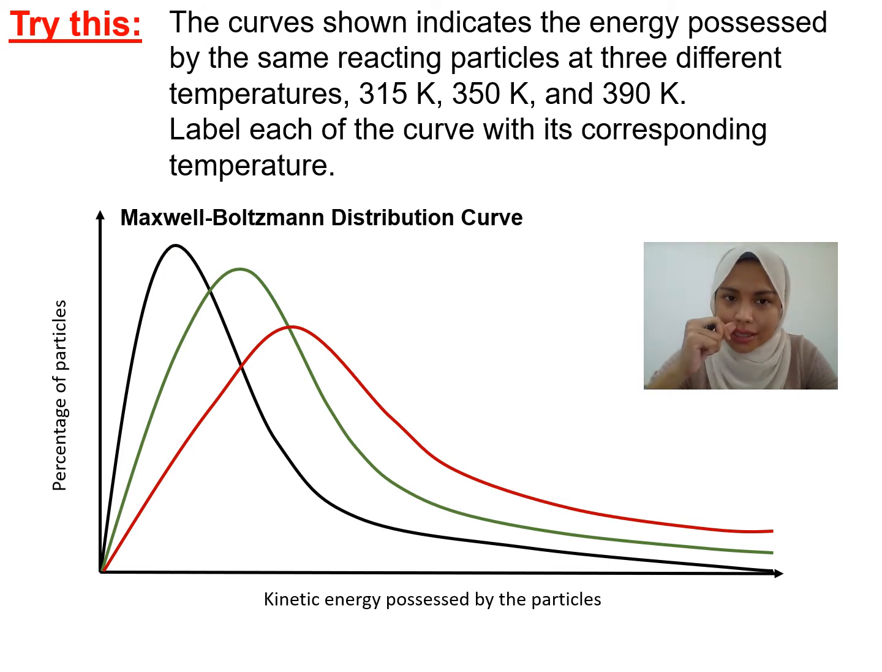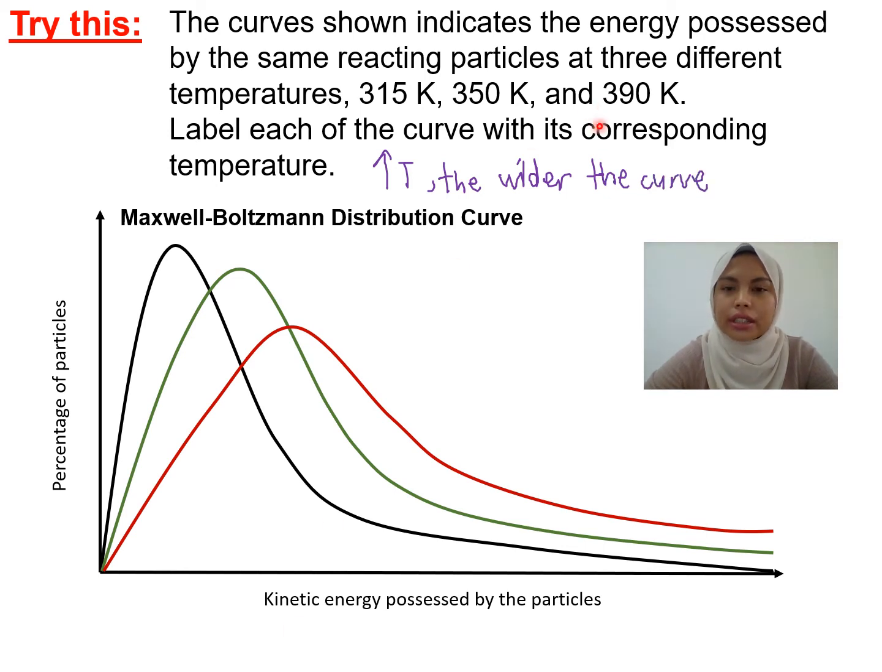Okay, cuba you buat try this ni. Dia bagi tahu ni, the curve ni indicates energy possessed by same reacting particles at 3 different temperatures, which is 315, 350 and also 390K. So dia suruh kamu label each of the curve with its corresponding temperature. From previous slide, Miss bagi tahu apa tadi? The higher the temperature, the wider the curve. So who has the highest temperature here? 390K is the highest temperature, 315K is the lowest temperature.